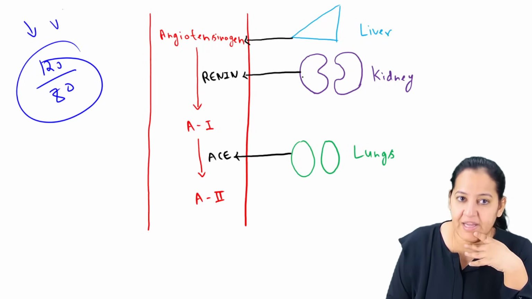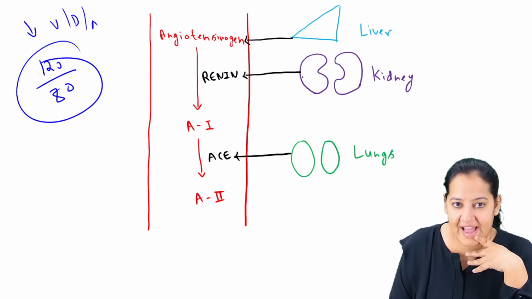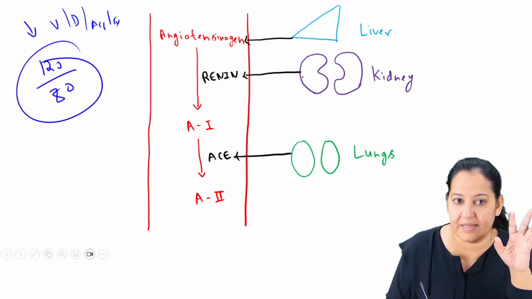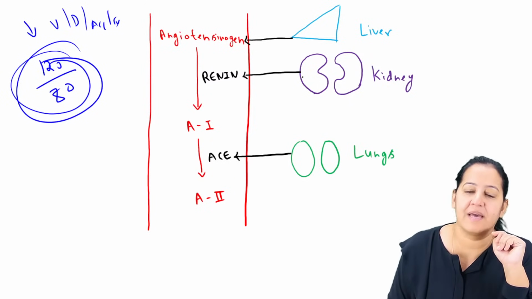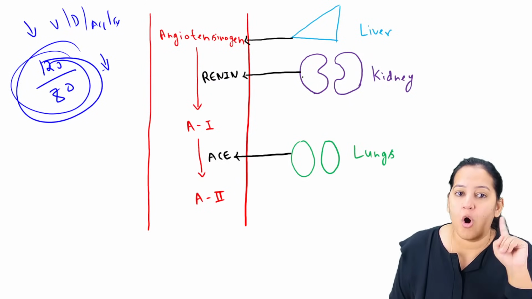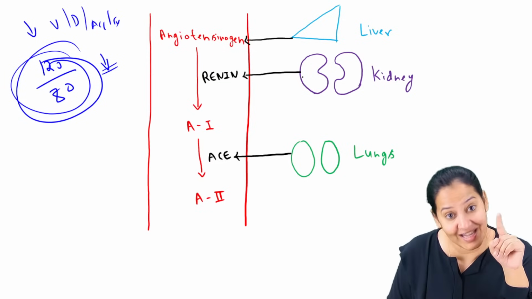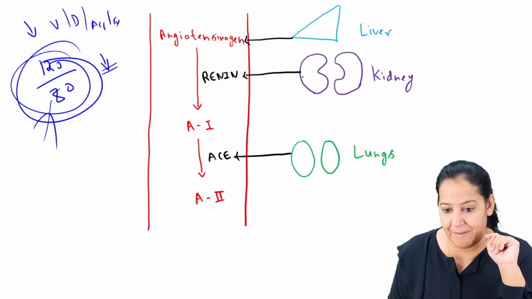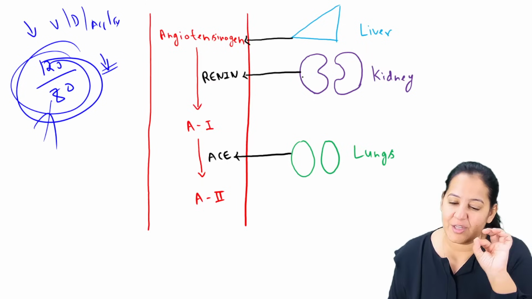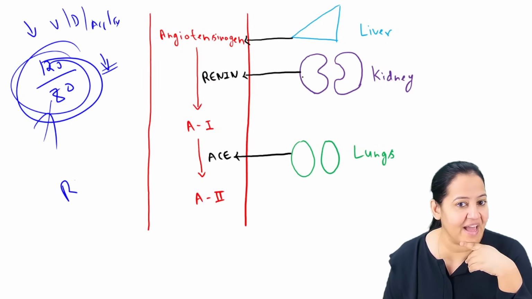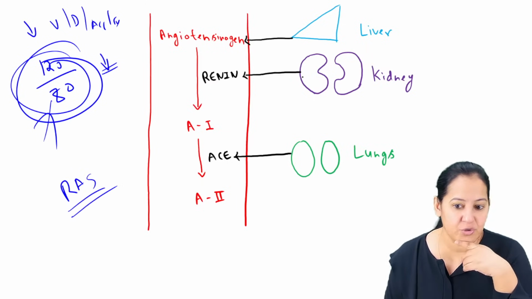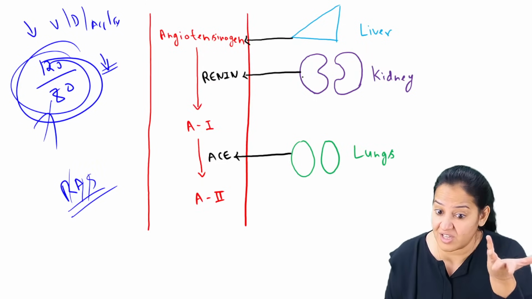If I have vomiting, diarrhea, an accident, or a surgery, blood loss is there. So by any reason, if there is blood loss and the blood pressure falls, God has given a backup to maintain the blood pressure again. What is that backup? The backup is known as the renin-angiotensinogen pathway, the renin-angiotensinogen system, RAS.